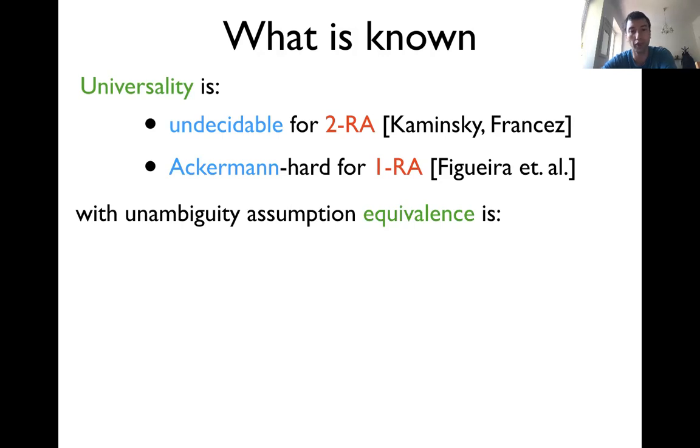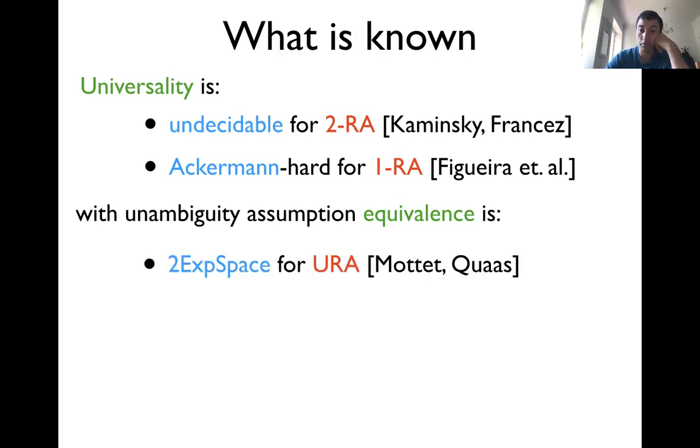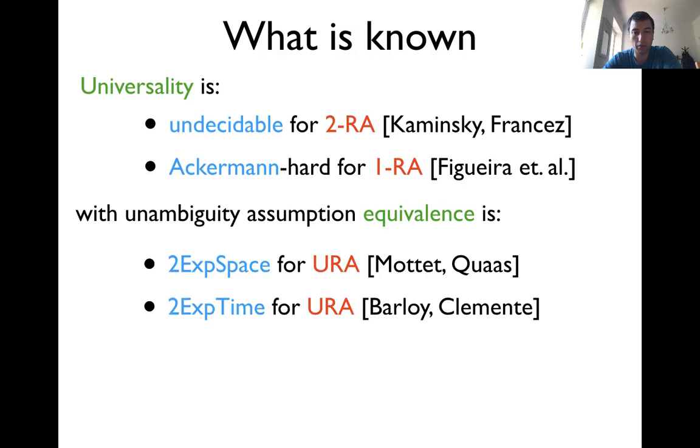Even in the case of equivalence, which is a harder problem than universality, by equivalence I mean language equivalence, my co-authors Antoine Mottet and Karin Quaas, 2-3 years ago, have shown that the problem is decidable for unambiguous register automata, and moreover in doubly exponential space. And this result was improved later by Barloy and Clemente to double exponential time.